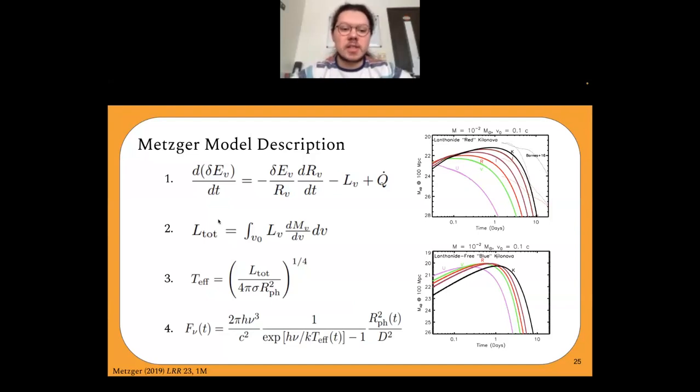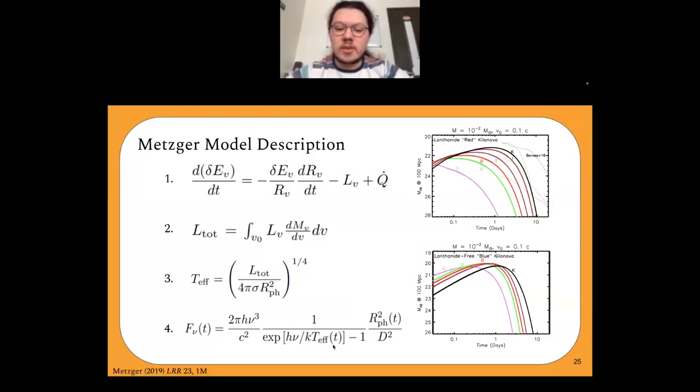The total luminosity emitted by this toy model component is simply looking at all the different mass shells which travel at different velocities. So it's effectively integrating over the velocities and looking at the total contribution of the component. That's equation 2. In equation 3, we use the total luminosity in the Stefan-Boltzmann law to calculate the effective temperature. Then this effective temperature goes into the Planck function in equation 4 to calculate the black body flux.